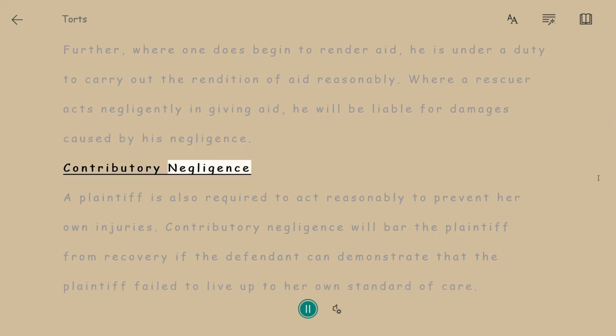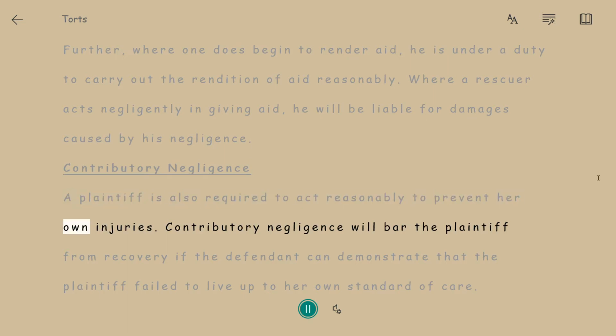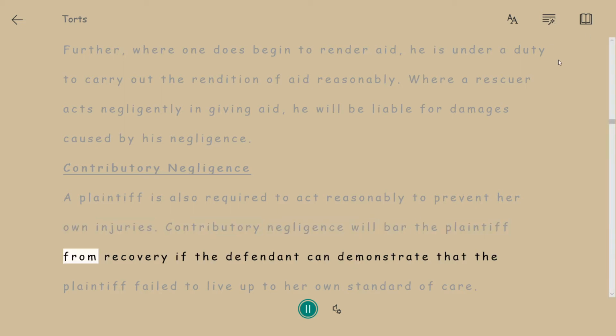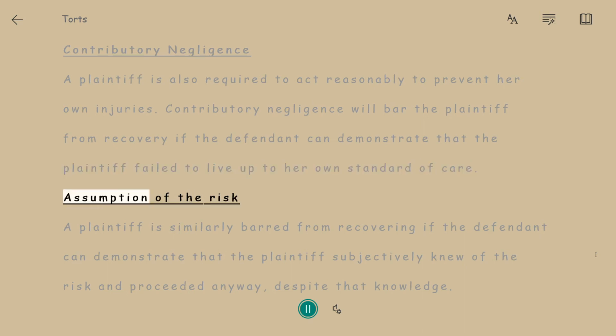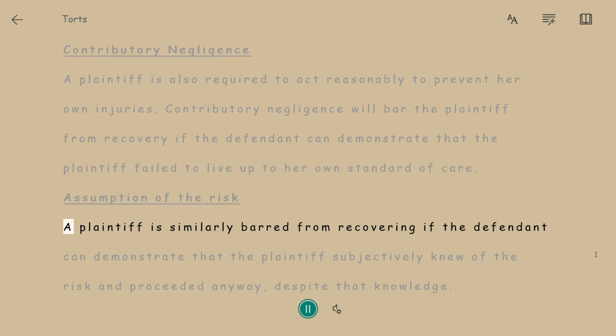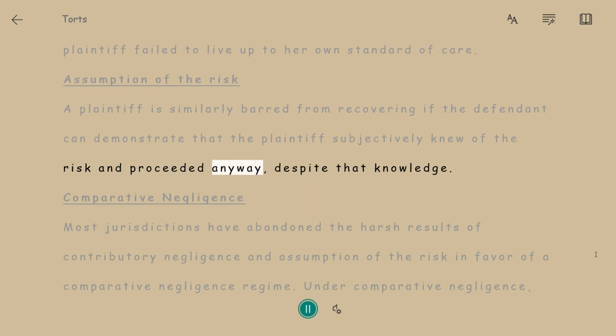Contributory negligence. A plaintiff is also required to act reasonably to prevent her own injuries. Contributory negligence will bar the plaintiff from recovery if the defendant can demonstrate that the plaintiff failed to live up to her own standard of care. Assumption of the risk. A plaintiff is similarly barred from recovering if the defendant can demonstrate that the plaintiff subjectively knew of the risk and proceeded anyway, despite that knowledge.